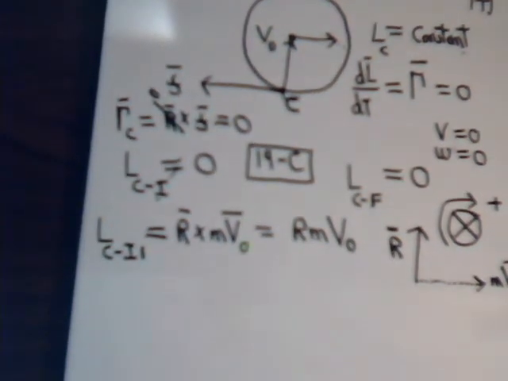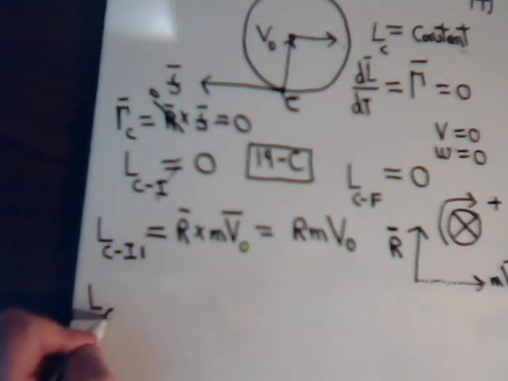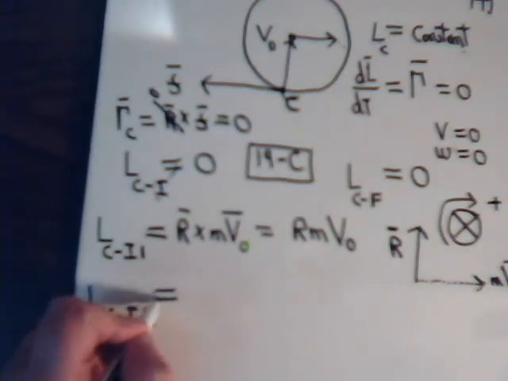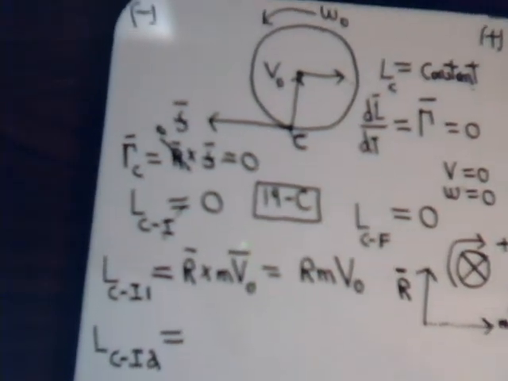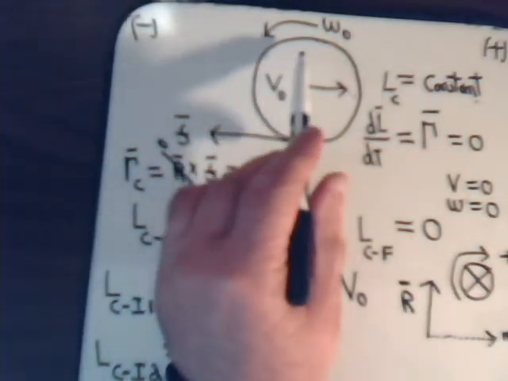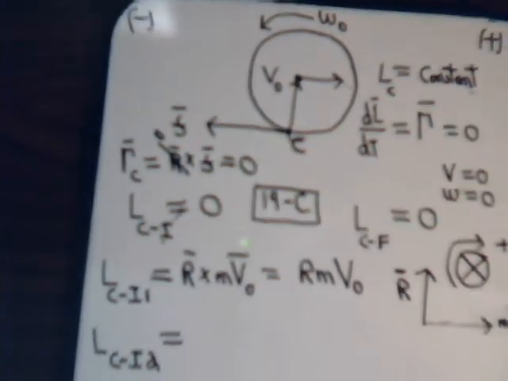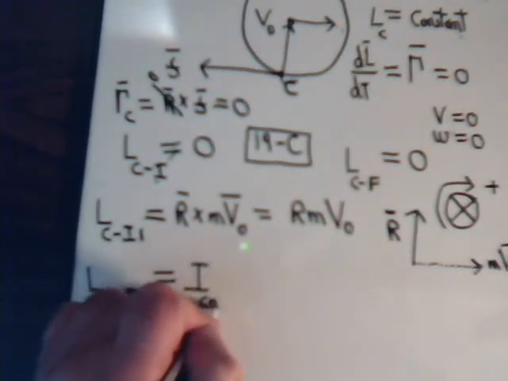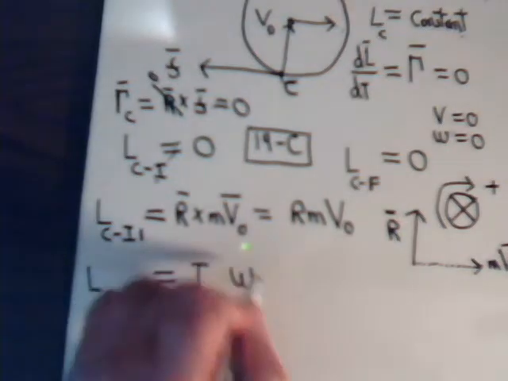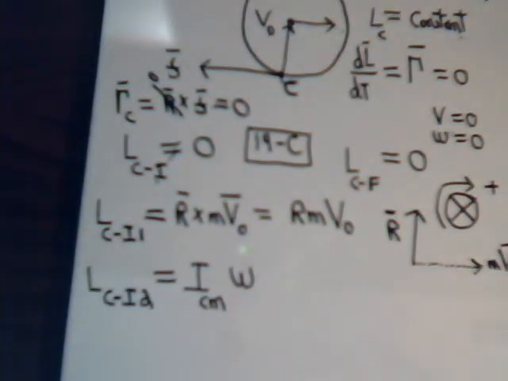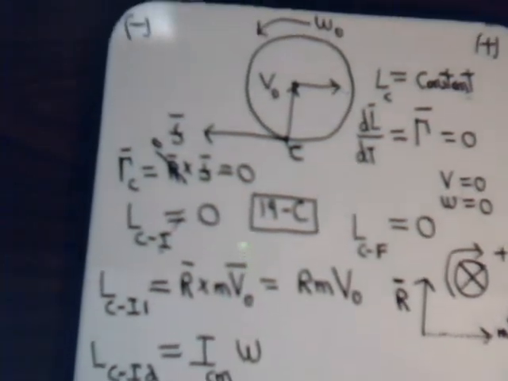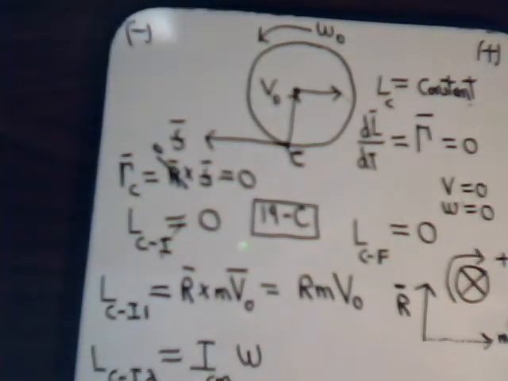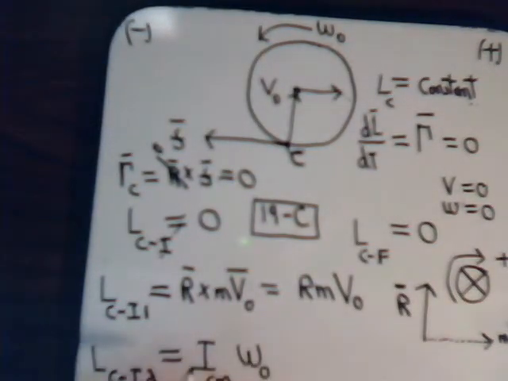Now the second component, that's always the same. That is the angular momentum of rotation about the center of mass. And that is always the moment of inertia about the center of mass times the angular velocity. But now for our problem, the angular velocity is omega naught, and it's in this negative direction. So this is with a minus sign.